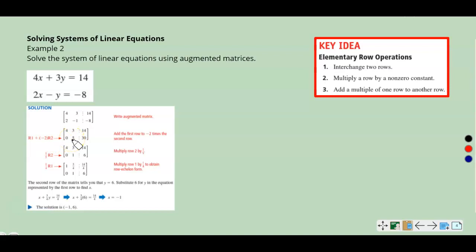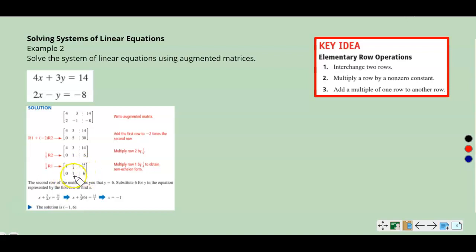All right, so using augmented matrices, they are wanting you to then multiply row 2 by 1/5, then multiply row 1 by 1/4, and then at that point, this gives you your x and your y.